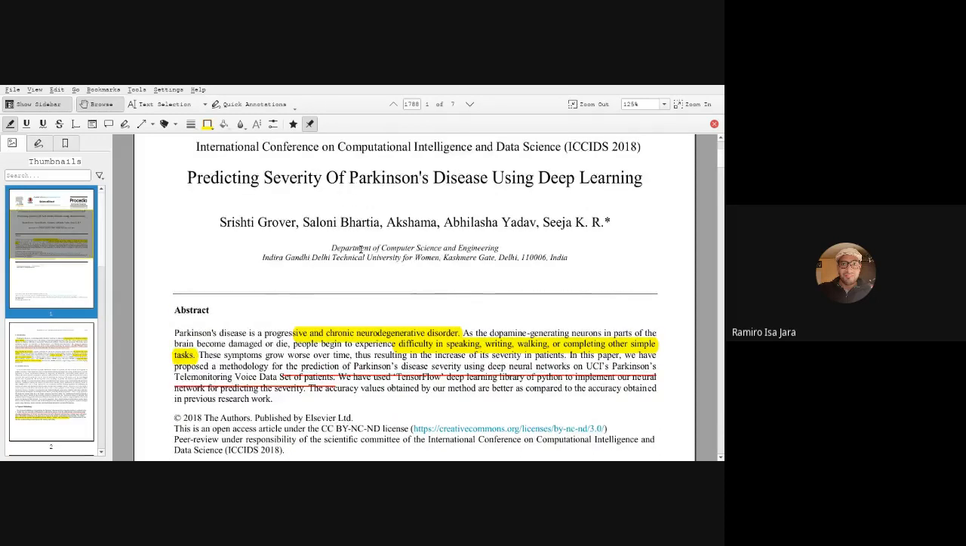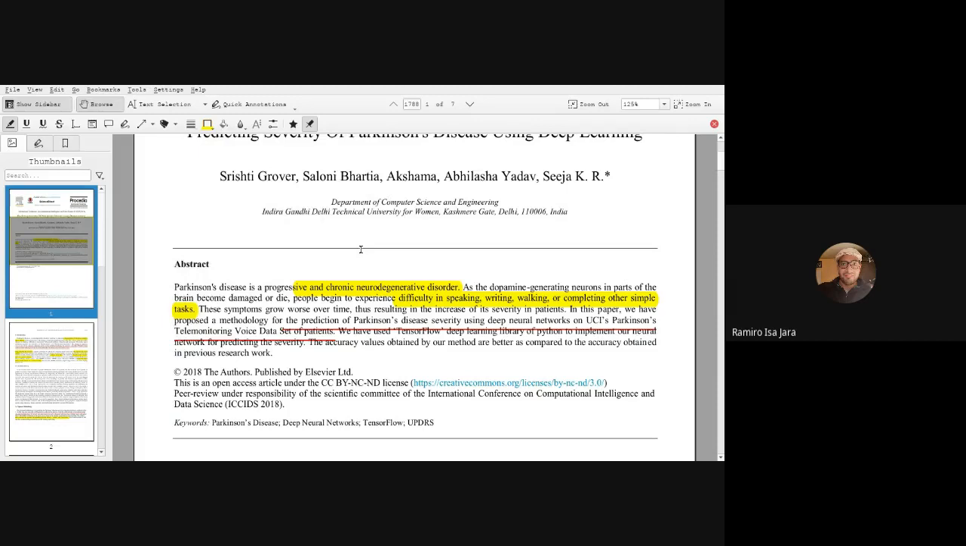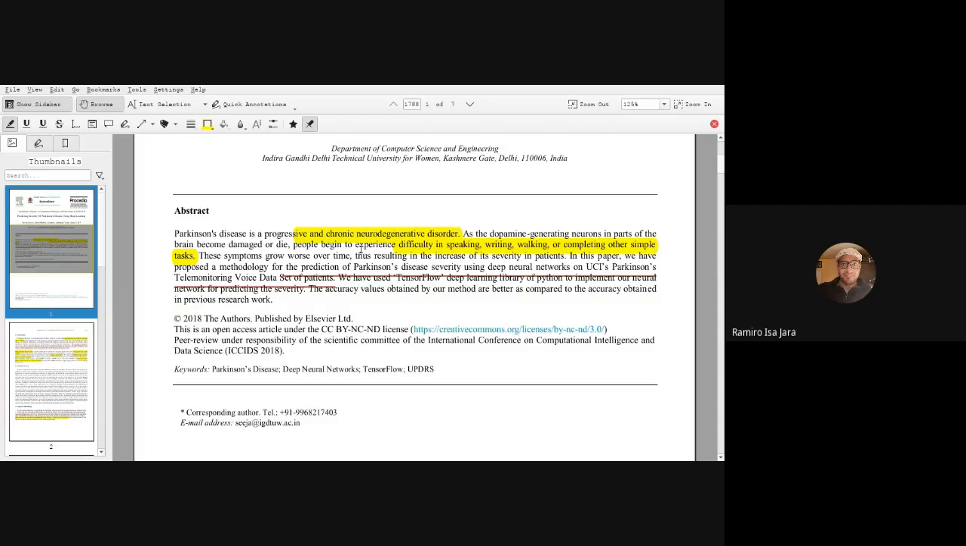Parkinson's has different forms in order to detect this disease. For example, difficulty in speaking, writing, and walking. And the patients, in this case, present a problem in their neurons. So deep learning, in this case, is used to evaluate the tool for predicting the severity.